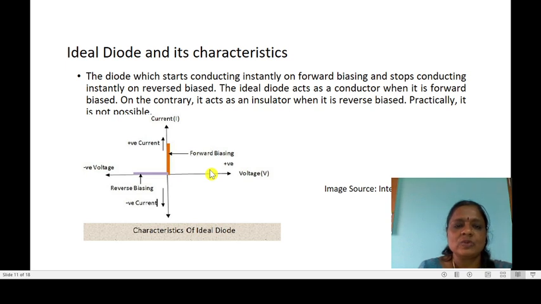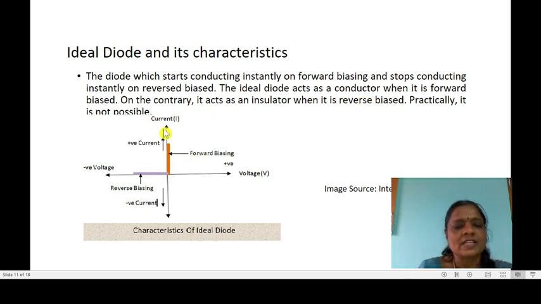Next, let us move to the ideal characteristics. Ideal is nothing but a fully perfect diode. Just now we studied the forward bias and reverse bias characteristics, and in both of those the diode is not perfect. But what is the ideal diode actually? If you remember, when it is forward biased, it fully acts as a conductor. When it is reverse biased, it acts as an insulator.